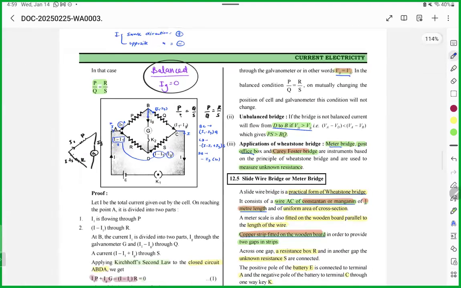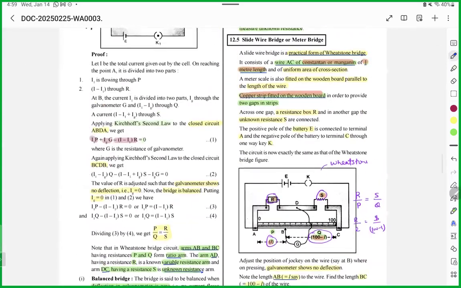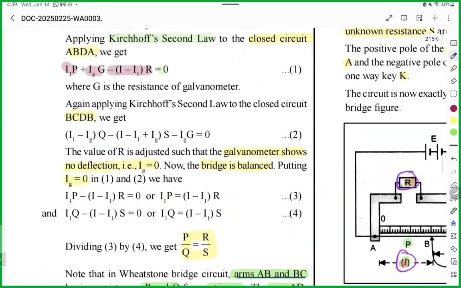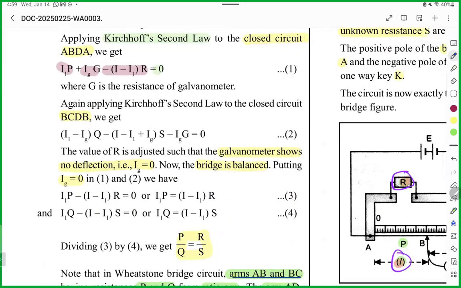Then if you apply both rules, you have to understand this. The galvanometer shows no deflection means Ig value is 0. In this case, the bridge is balanced. If the bridge is balanced, you will take this situation.